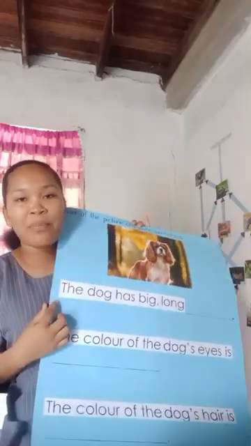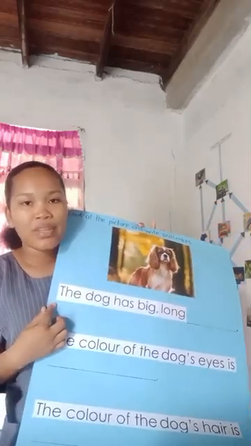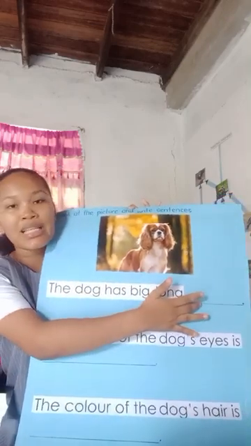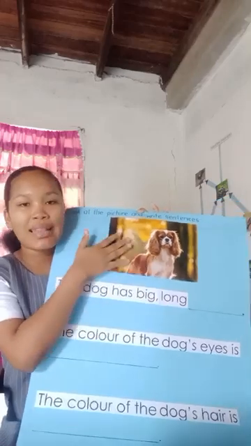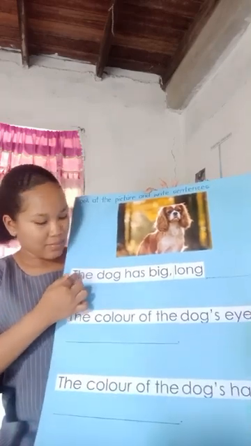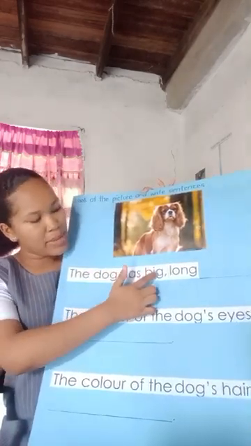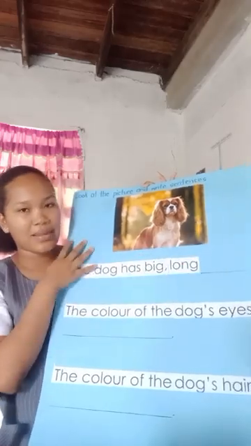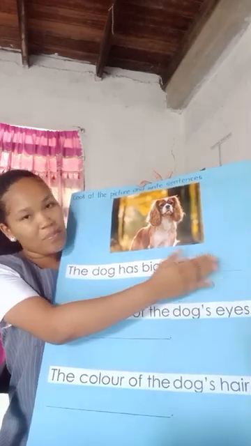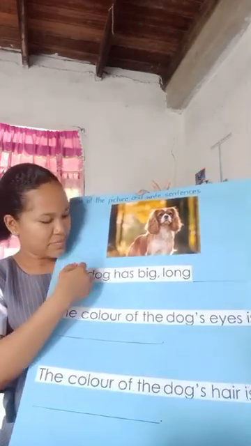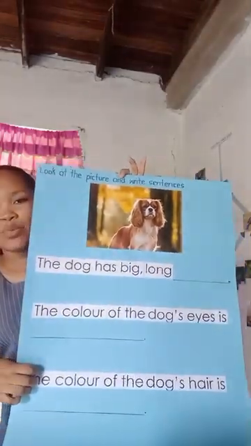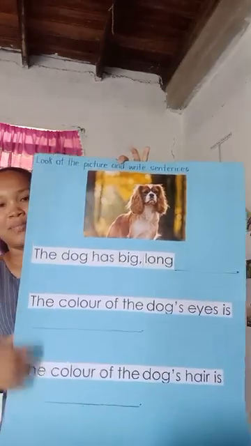So here I provide part of a sentence for you, and you are going to complete the sentence, or fill in the blank space here, by looking at this picture. So you need to look at the picture. It says, the dog has big, long something. So use your worksheet now and complete the sentence there. Look at the picture and see what the dog has that is big and long.